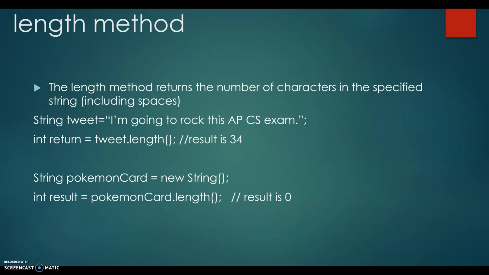The length method. The length method returns the number of characters in the specified string, including spaces and any special characters like an apostrophe, a comma, or even the period at the end of the string. So in our example here, we have a string called tweet that contains the value, I'm going to rock this APCS exam. If we want to know how many characters are in tweet, we would put the name of the string, tweet.length, and run the length method on tweet. And we can store the answer into a variable like we did here, int return. We're going to store it in the return variable. So tweet.length returns 34 because if I count up all the characters from the I to the period, there are 34 of them.